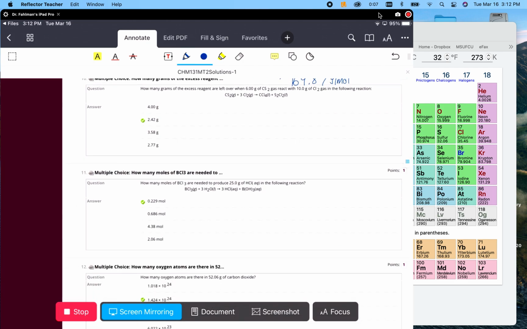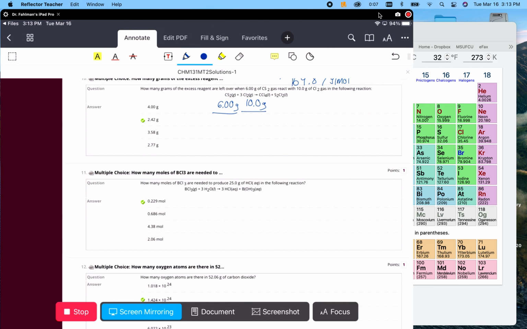Now, maybe the most complicated question, or maybe most time-consuming question on the exam, a limiting reagent question: how many grams of the excess reagent are left over? Okay, and so we've got 6.00 grams of that one and 10.0 grams of this one. So we have to do moles of each.